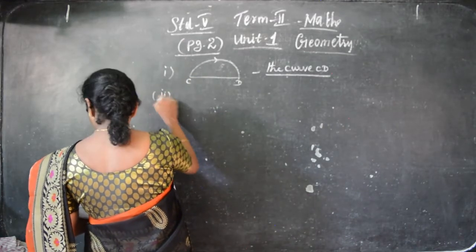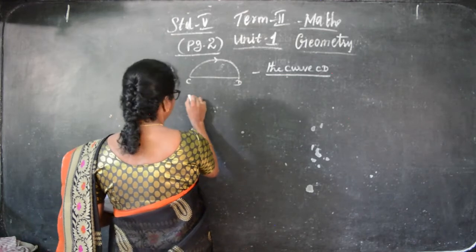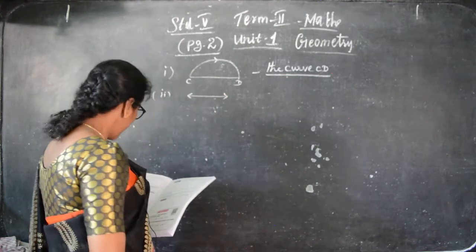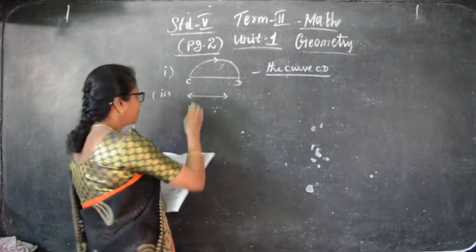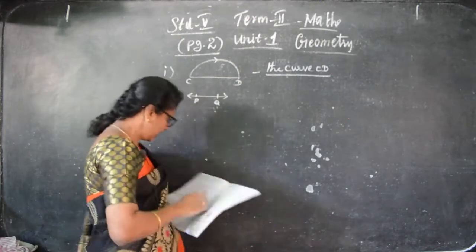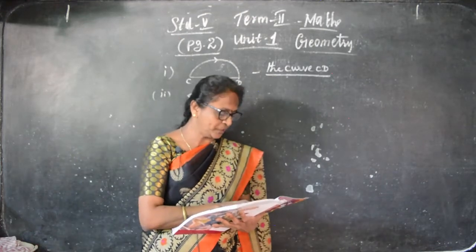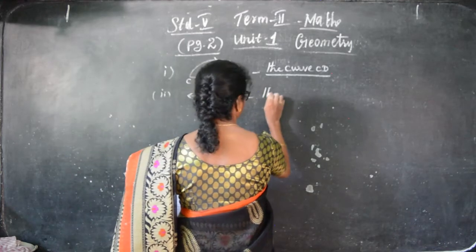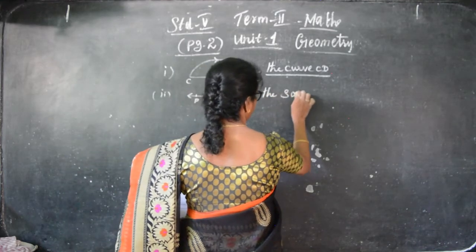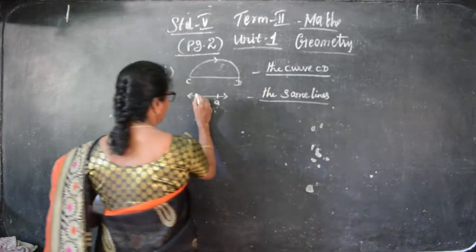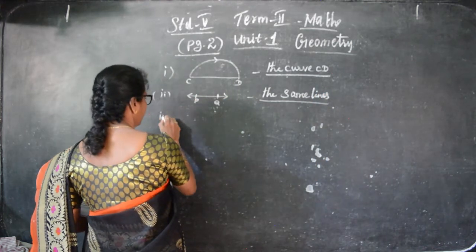And the second one, they have given a line. This is P and this is Q. So they are given, the line PQ and QP represent different lines or the same line. They are given the option different lines or same line. So we have to answer same line. The line PQ and QP is the same line.